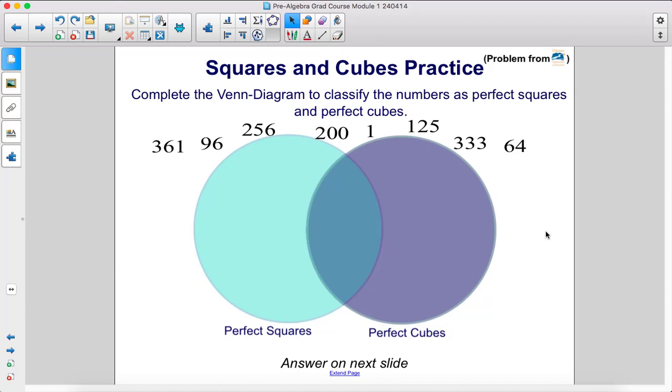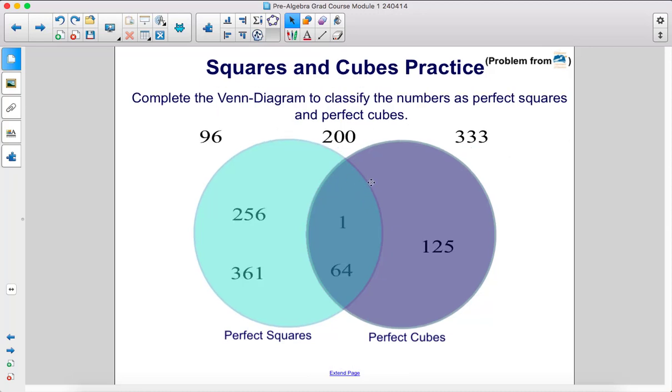Complete the Venn diagram to classify these numbers as perfect squares and perfect cubes. And here's the answer. So 96, 200, and 333 are not perfect squares or perfect cubes, whereas 1 and 64 are both perfect squares and perfect cubes. 256 and 361 are perfect squares, while 125 is a perfect cube.